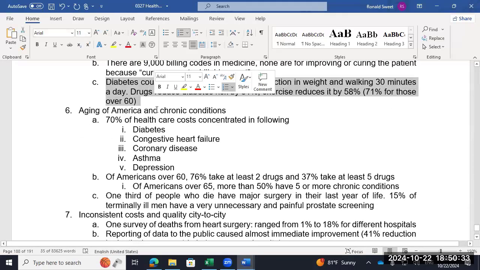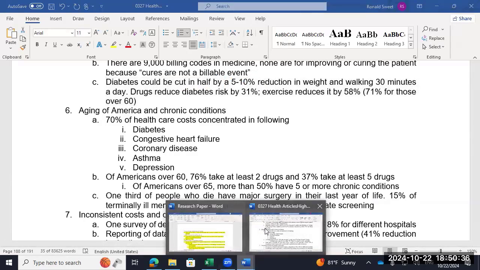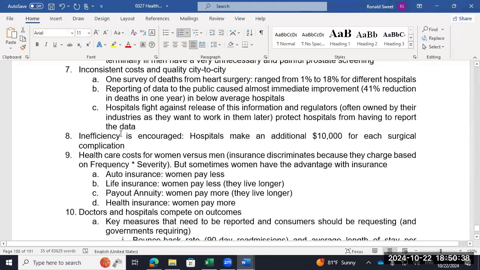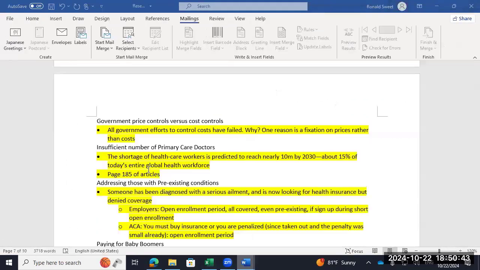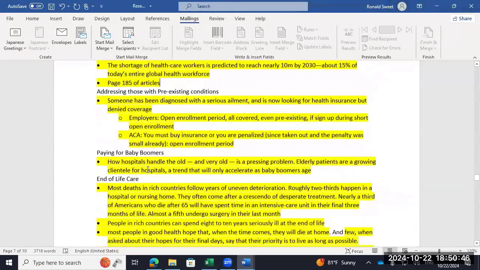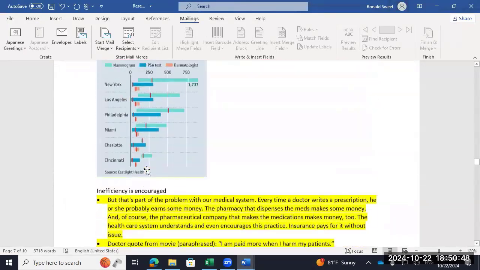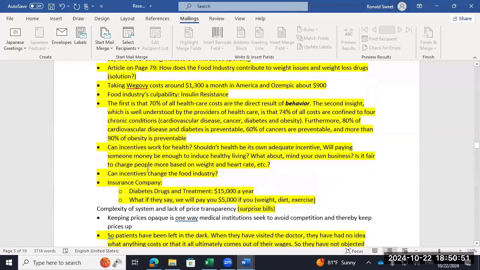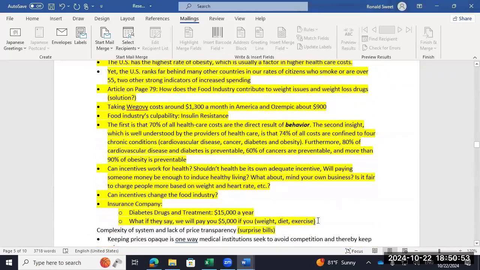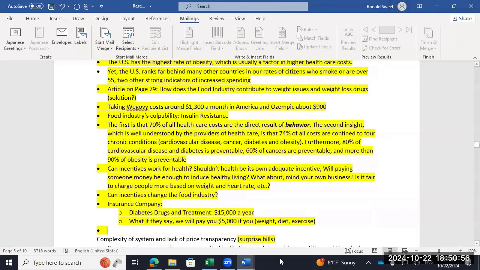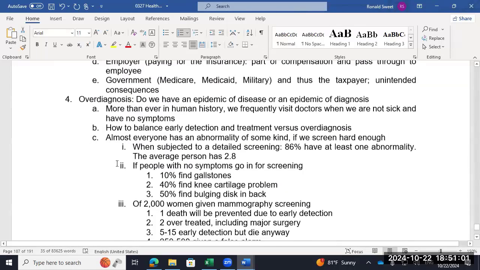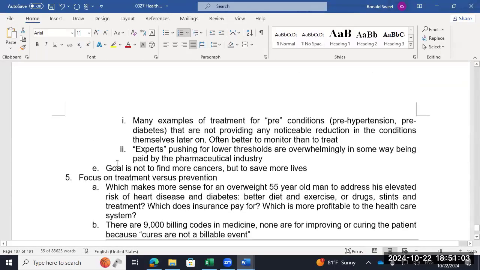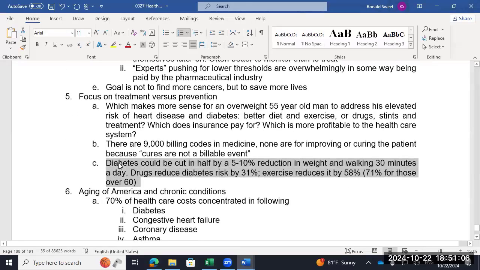How good is exercise? We do have this section on American lifestyles. While it doesn't help with weight reduction, diabetes could be cut in half with a 5 to 10% reduction in weight.